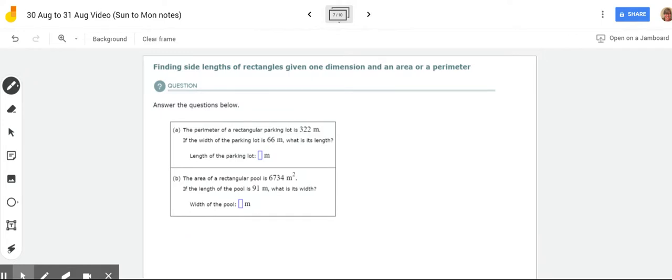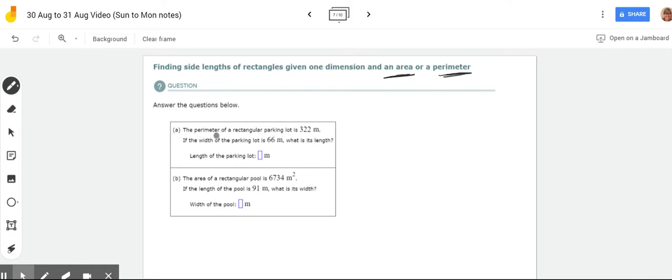Okay, next type of problem is going to be finding the side lengths of rectangles given one dimension and an area or a perimeter. So what they're going to do is give you either an area or a perimeter, and you need to find the dimensions of the rectangle. All of these are really easy if you just draw a picture, okay?